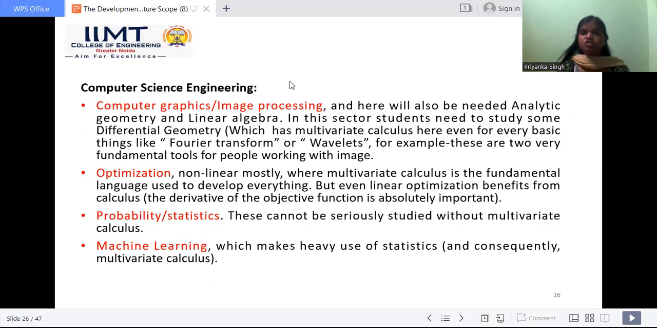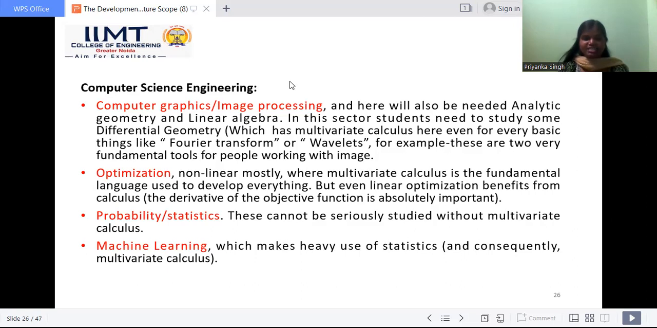In this sector, students need to study some differential geometry which has multivariate calculus. Even for very basic things like Fourier transform and wavelets, for example, these are two very fundamental tools for people working with images. Optimization, nonlinear mostly, where multivariate calculus is the fundamental language used to develop everything. But even linear optimization benefits from calculus.